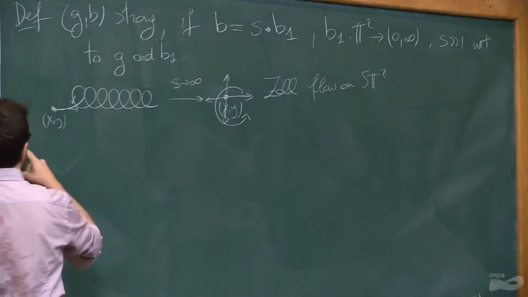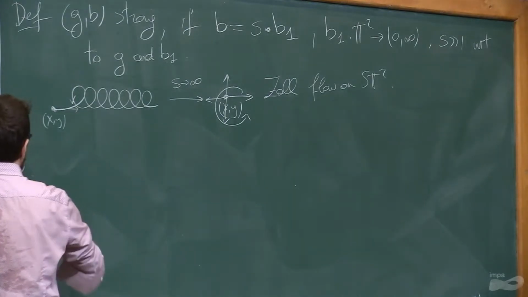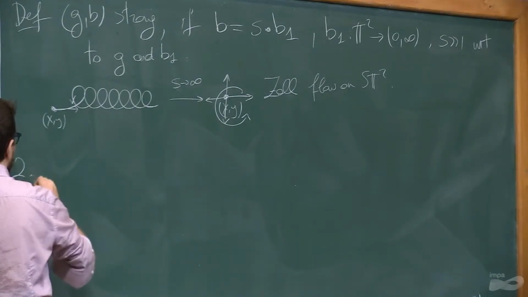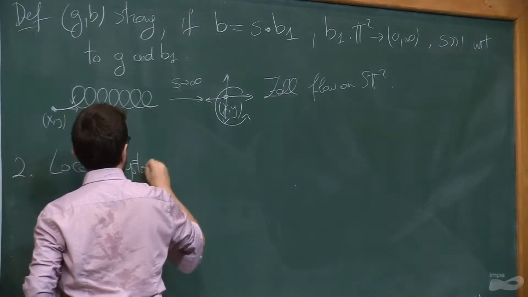And now what one can ask is if these orbits that we find can also be described in some way in terms of this action. So if the orbits that we find satisfy some relation with respect to the action, and this is what we are going to do now in the second part, which is about the local systolic inequality.